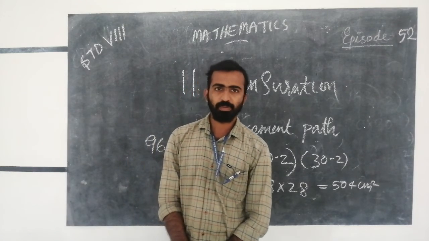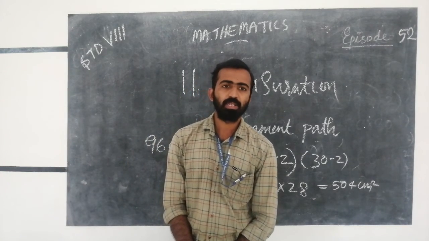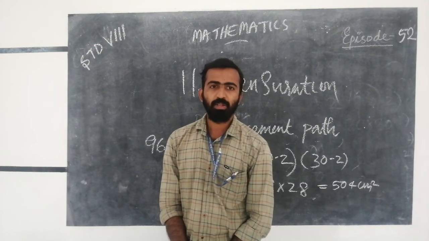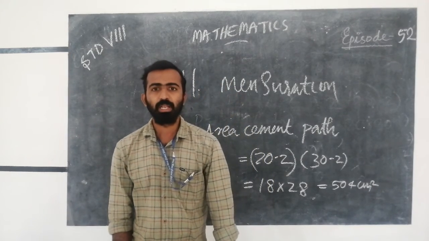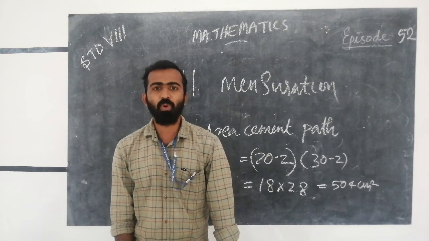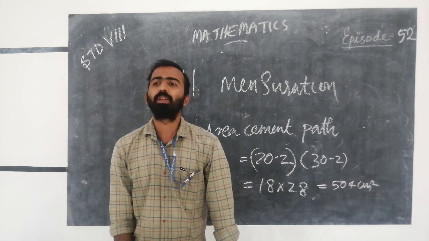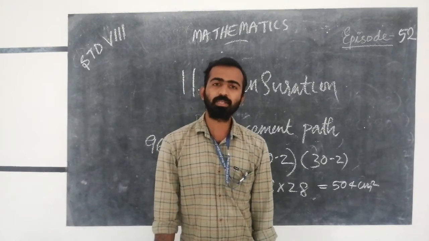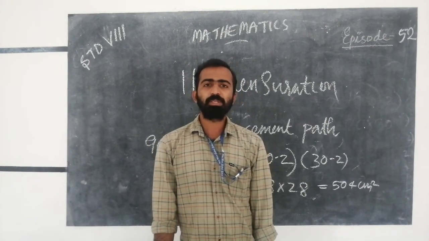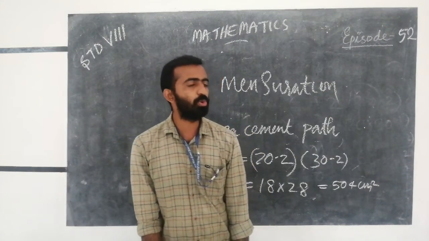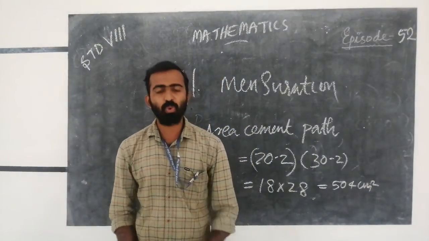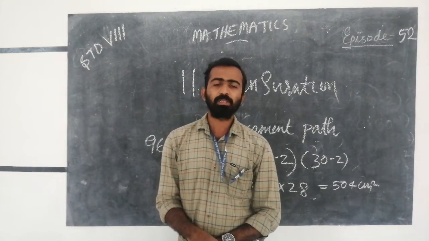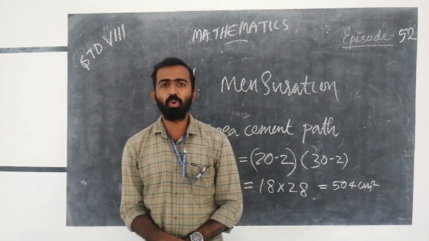R is the radius. The perimeter of the rectangle is 2 into L plus B, 2 into length plus breadth. Perimeter of a square is equal to 4 into A. Perimeter of a circle is 2 pi r, R is the radius. Area of a parallelogram is b into h, that is base into height. Area of a triangle is half bh, half into base into height.